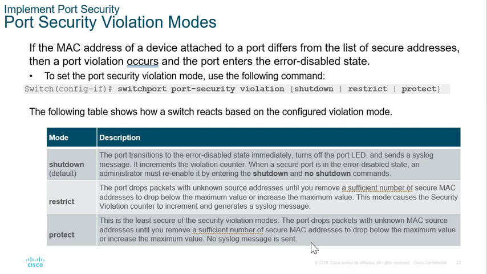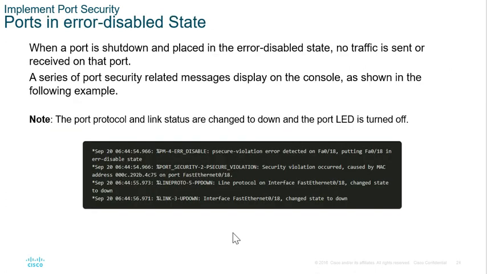Kalau kita tukarkan kepada protect, yang protect ni dia just biarkan saja drop packet, tetapi dia tak hantar syslog message. Jadi kita tak boleh detect pun there was a violation. So this is the least secure of the port security violation modes. So the default value for port security violation is shutdown.